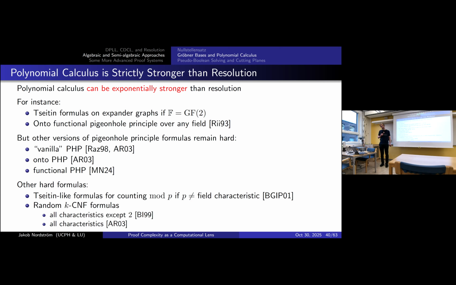Other hard formulas are Satan-like formulas, but counting mod p for some p that is not the characteristic of the field you're in. Random KCNF formulas are also hard, except there's a slightly funny thing: usually characteristic 2 is a challenging field characteristic for polynomial calculus. So proving lower bounds in characteristics other than 2 is easier than in characteristic 2. Random KCNF was known for quite a while to be hard for all characteristics except 2, but it required a lot more work to get it in characteristic 2 also.